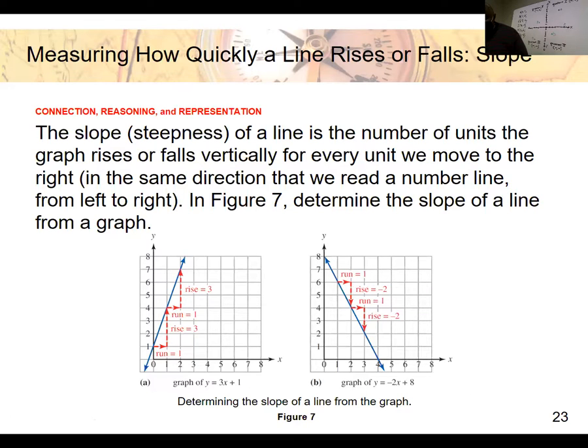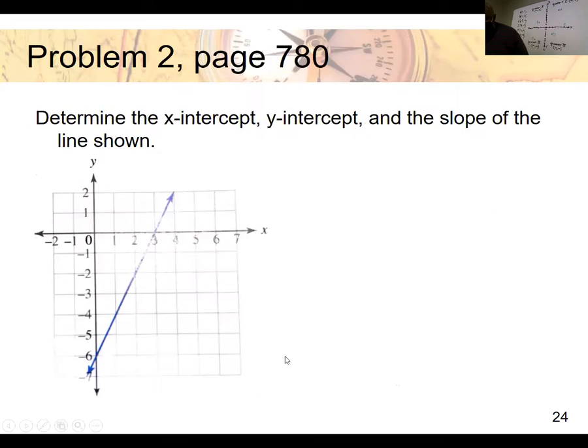All right, now let's look at this particular problem here. Forgive me if that graph is not as clear in the slide. It says to determine the x-intercept, the y-intercept, and the slope of the line shown. And here I'm going to talk about what the x-intercept is and what the y-intercept is.